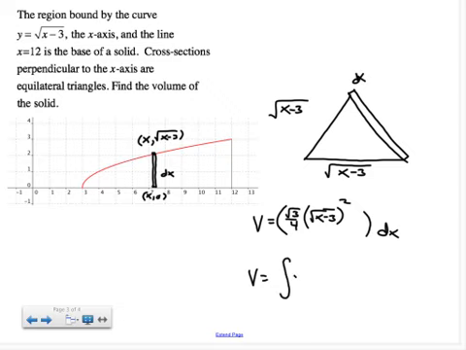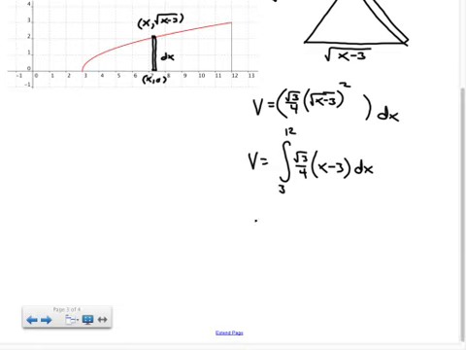So I have the square root of 3 over 4 times x minus 3, because the square and the square root cancel, the dx, and my limits of integration are going to be from, in this case, 3 up to 12. So now all I have to do is evaluate the integral. Let's take out the square root of 3 over 4, which makes our calculation a little bit easier. I have x minus 3 dx to integrate, or to anti-differentiate.